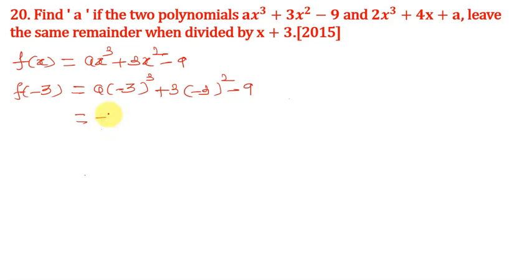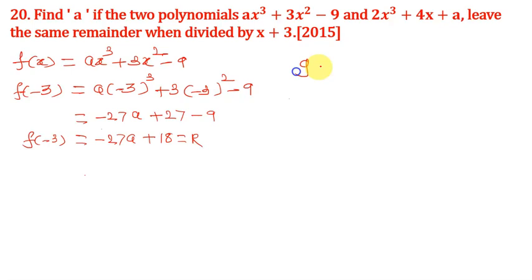That is 27a. Here, minus 3 squared is 9, and 9 into 3 gives plus 27 and minus 9. Okay, and here is minus 27a plus 18. This is f of minus 3, which is the first remainder.